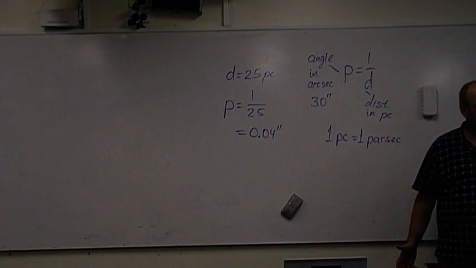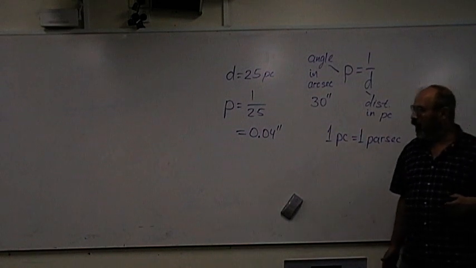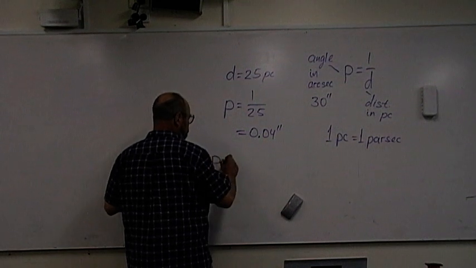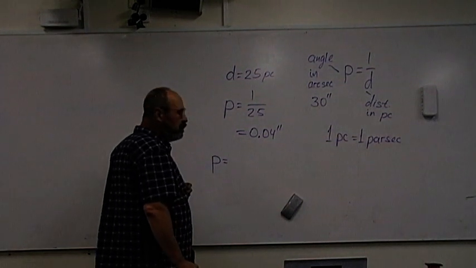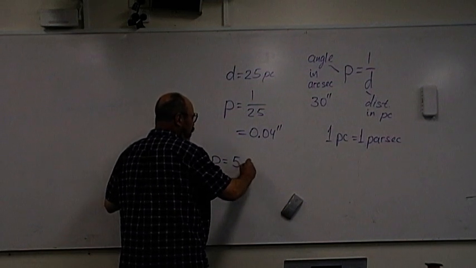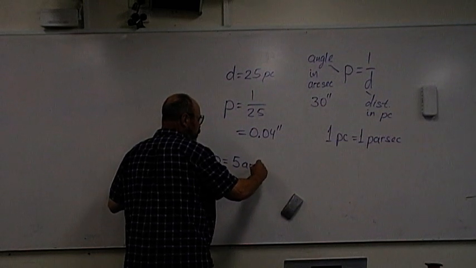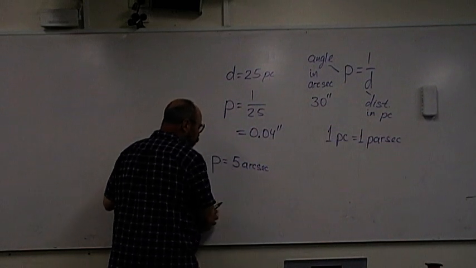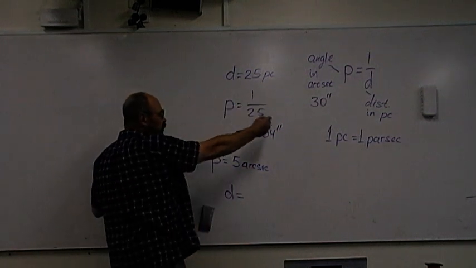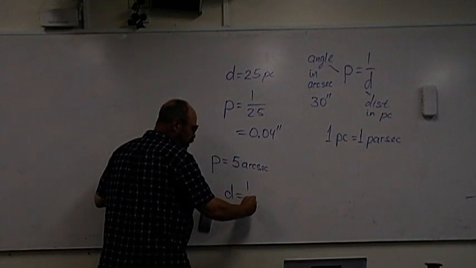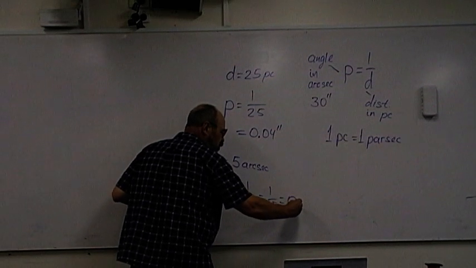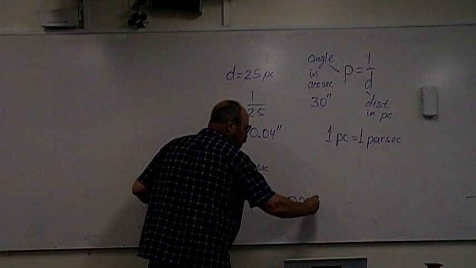Make sense? Let's do the opposite. If the angle is 5 arc seconds, what will be the distance to that star? If P equals 1 over D, D will be 1 over P, equal to 1 divided by 5, equal to 0.2 parsecs.